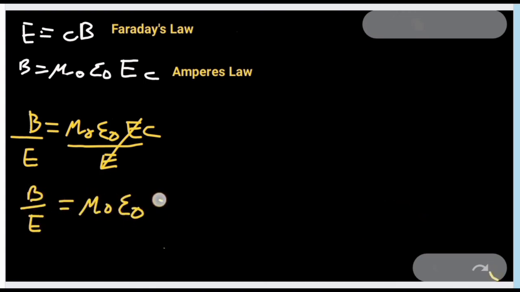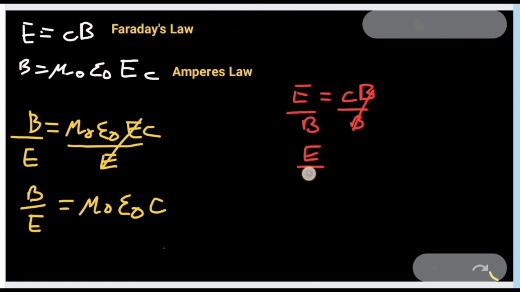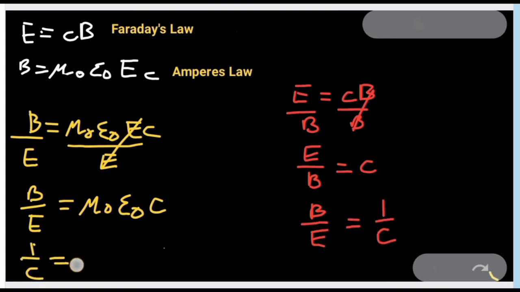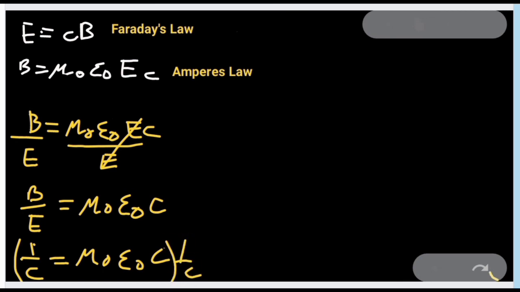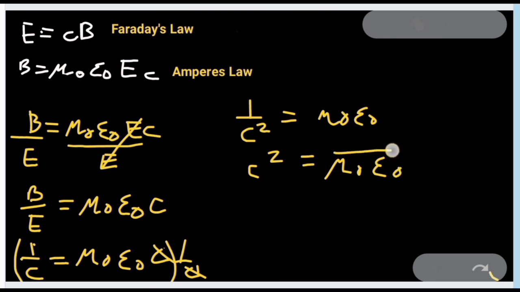Then let's use the equation from Faraday's law for finding the value of B over E, which is also equal to 1 over C. Then by further simplifying the equation, we are now deriving the equation for the speed of light, which is this one.